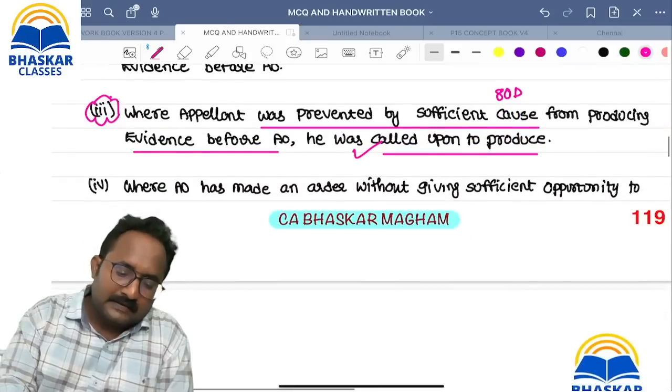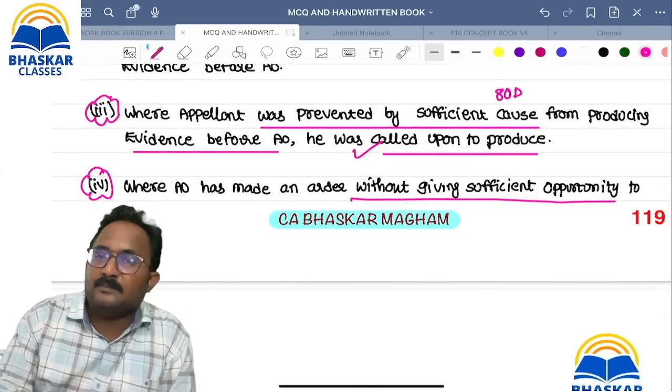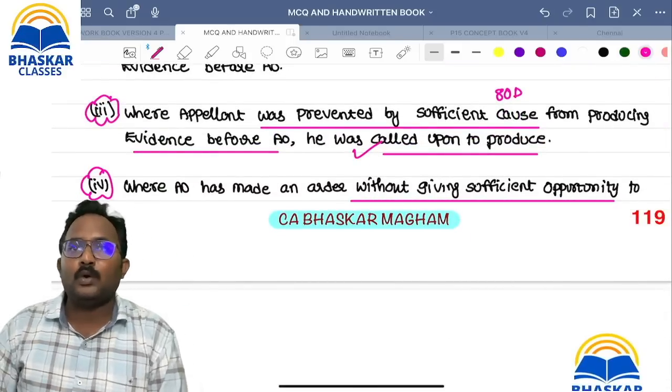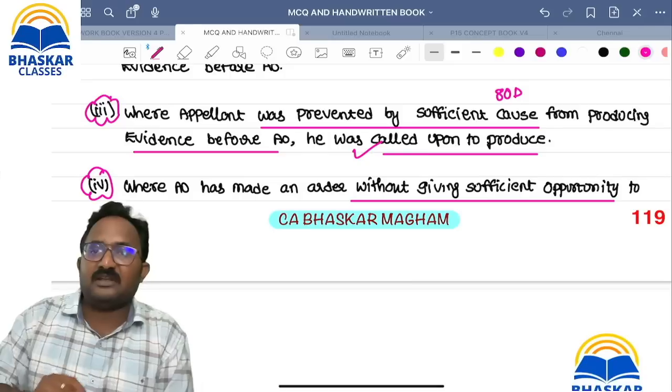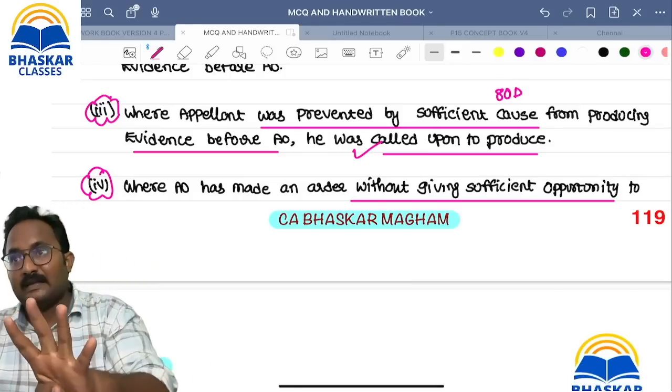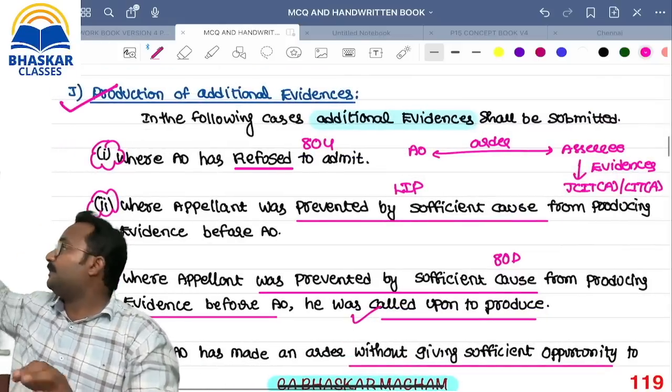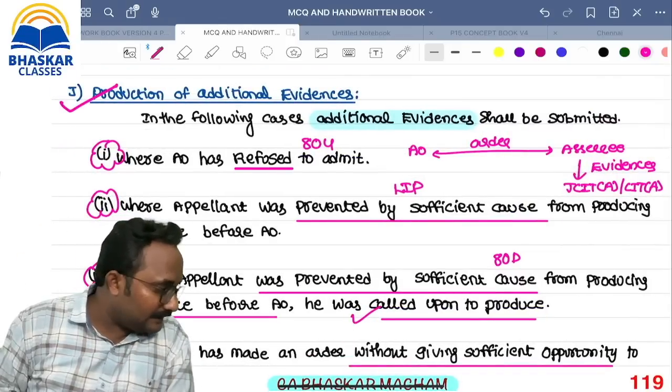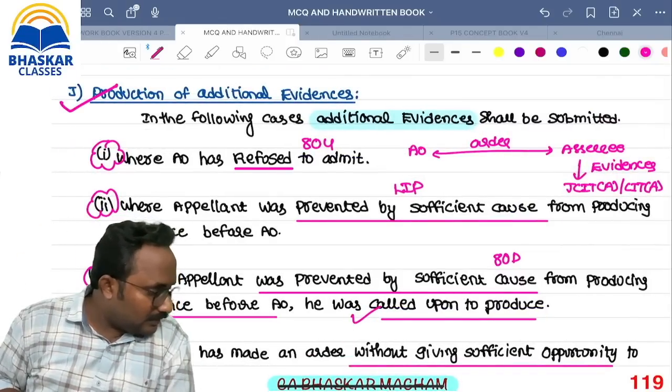Next one, sir, the assessing officer has not given a chance to submit. Directly he passed an order without asking for proofs and without giving a chance to submit the proofs. In these 4 cases, you can submit the additional evidences before the Joint Commissioner of Income Tax as well as the Commissioner of Income Tax.